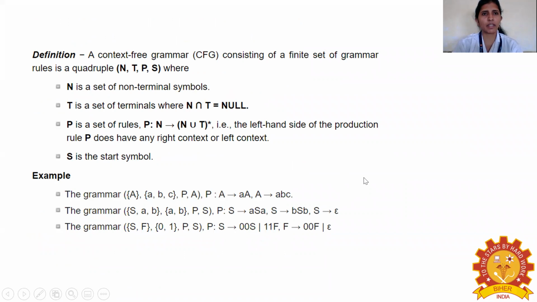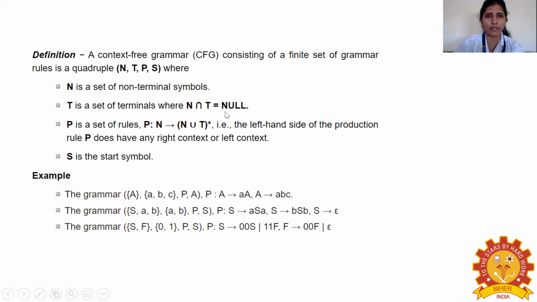So now first let me explain the definition of a context-free grammar. A context-free grammar consisting of a finite set of grammar rules is a four tuple or quadruple N, T, P, S, where N is a set of non-terminal symbols and T is a set of terminals where N intersection T is equal to null. Okay, so we don't have any common elements here.